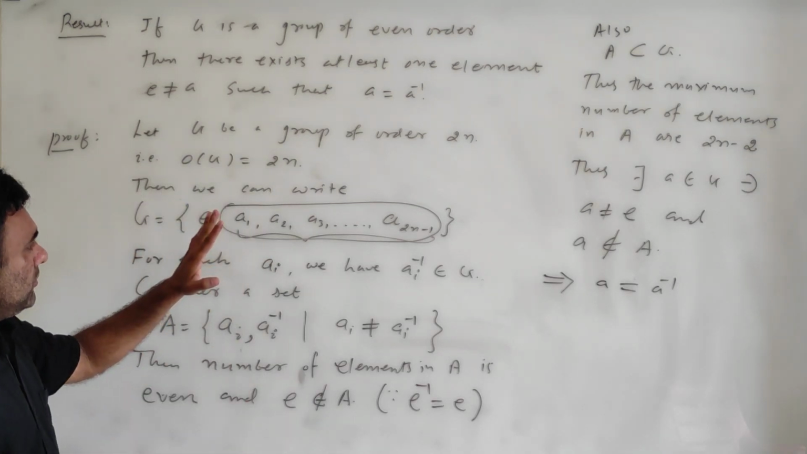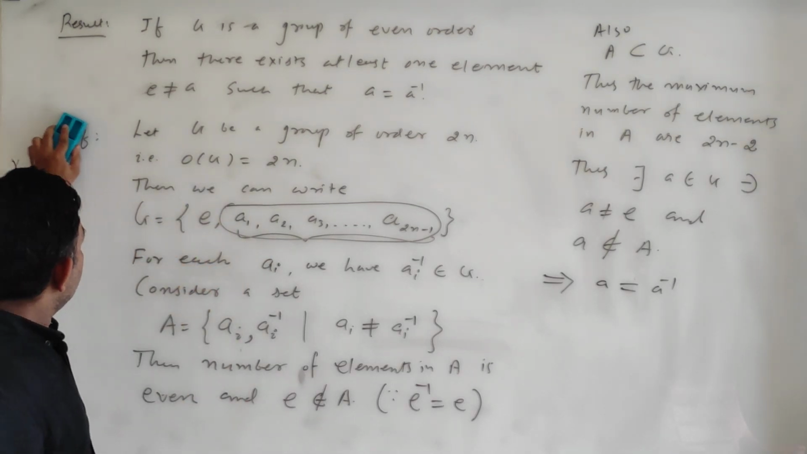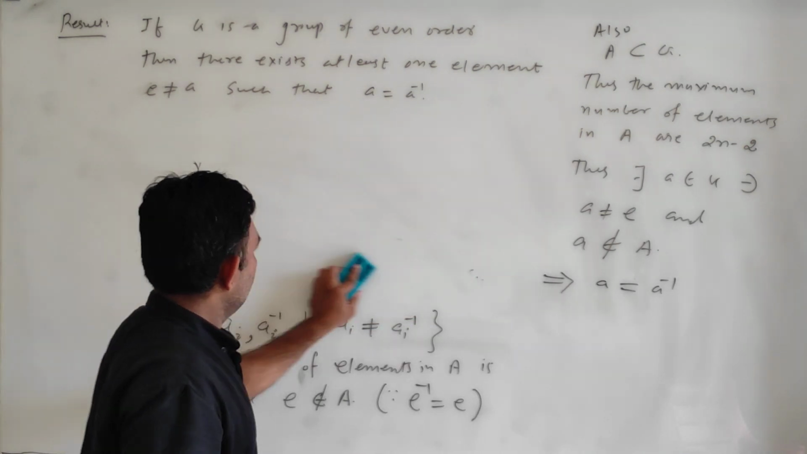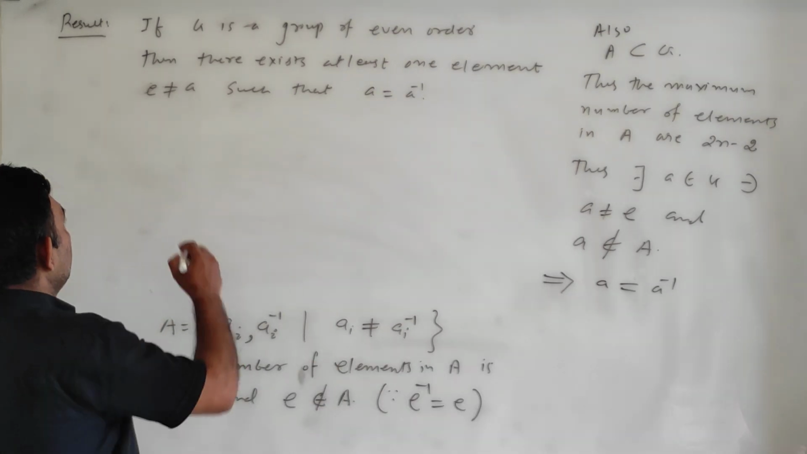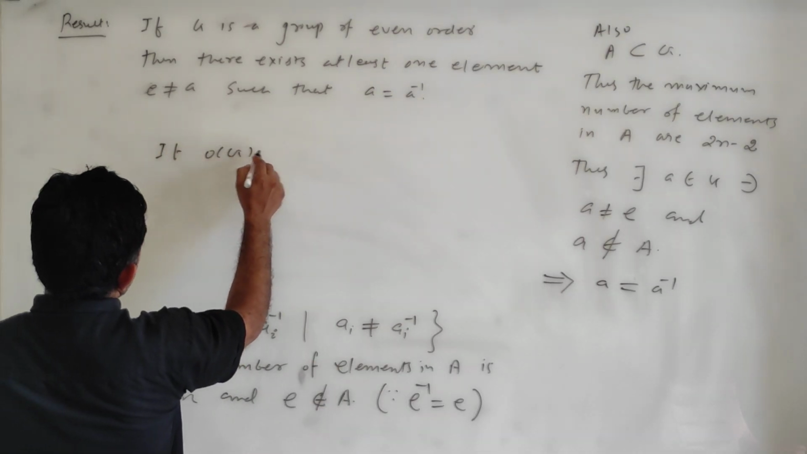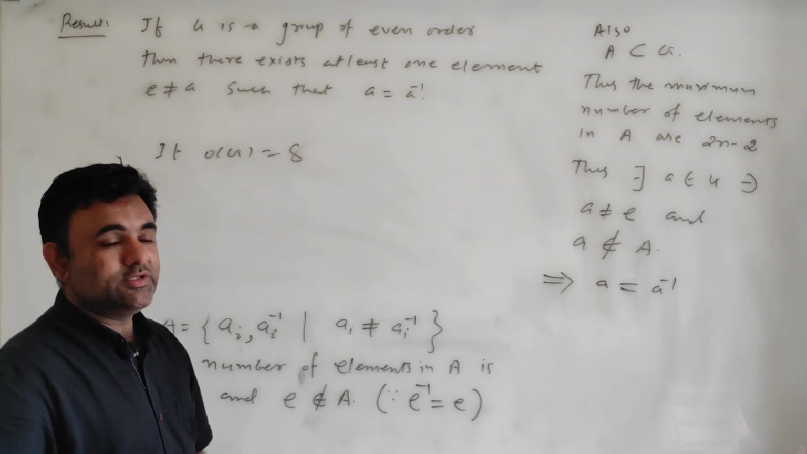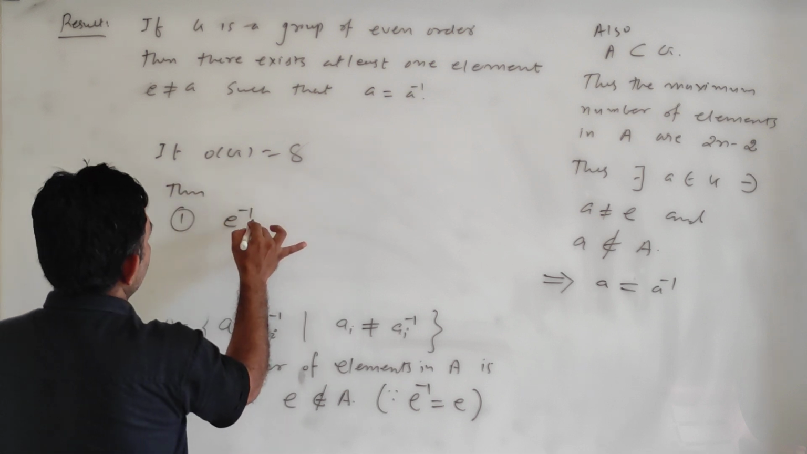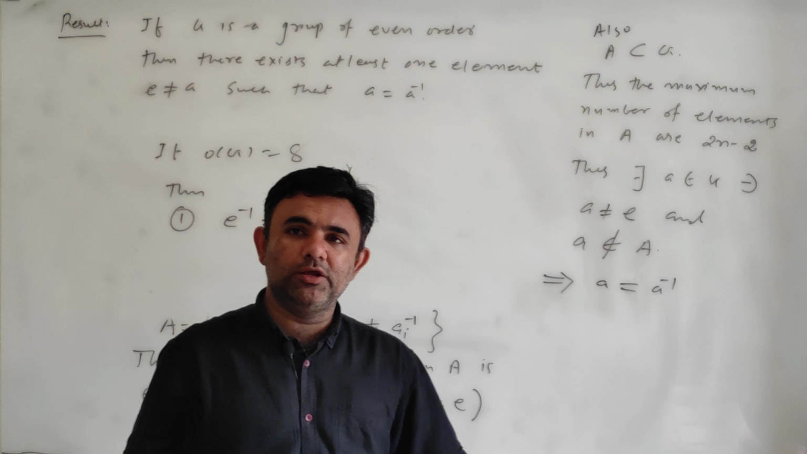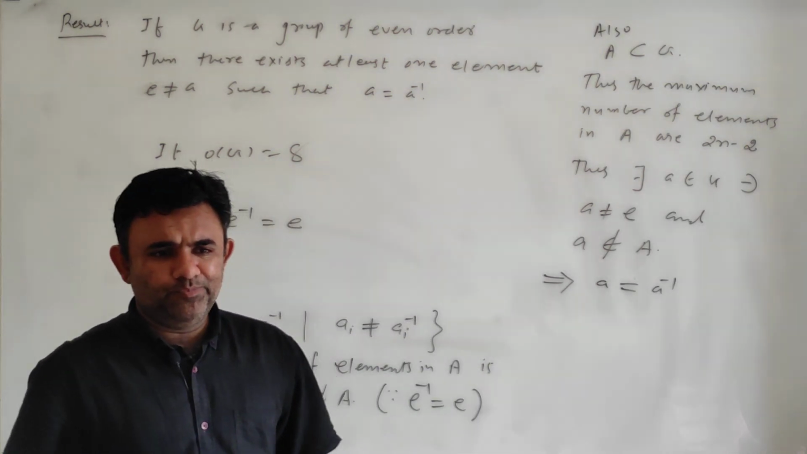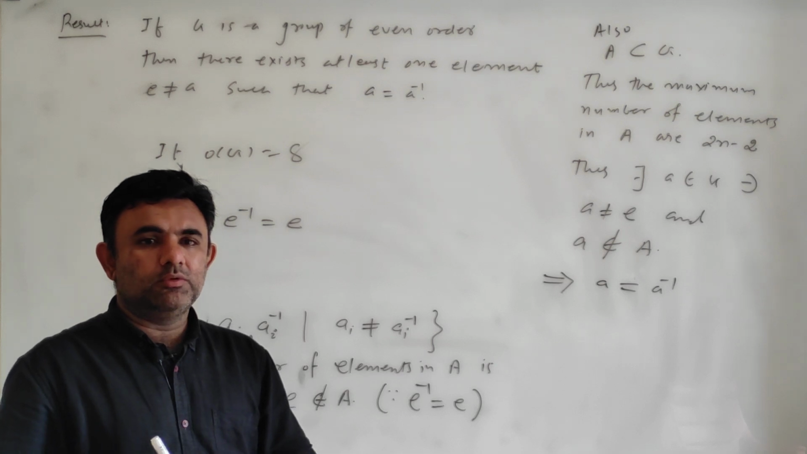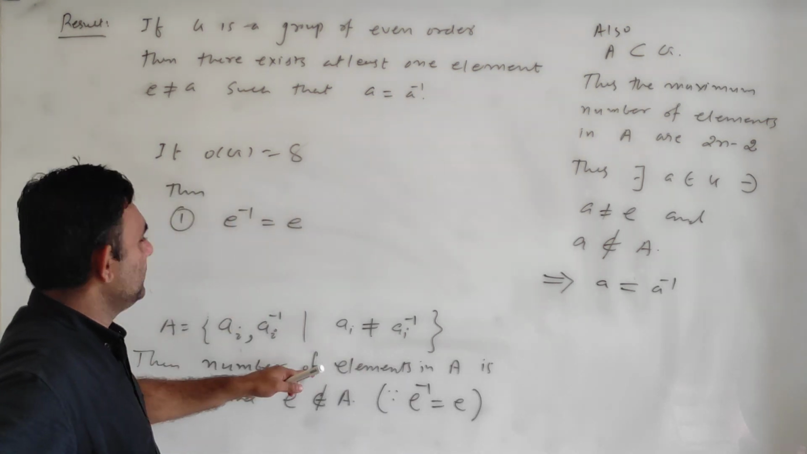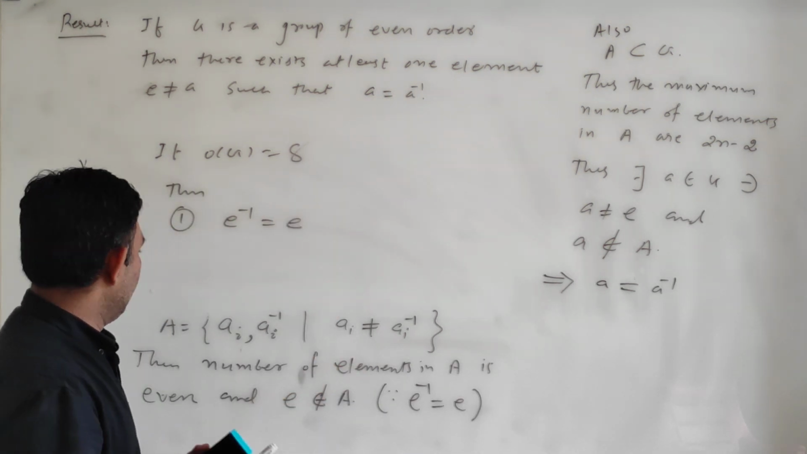So what is the meaning of this result? Let me explain by one example. See, this result says that if the order of G is equal to 8, then the first information is that identity inverse is identity, that is fine. It happens in any group, it may be finite, infinite, abelian, non-abelian, whose order is odd or even, whatever the group is given, identity inverse is identity, that is fine.